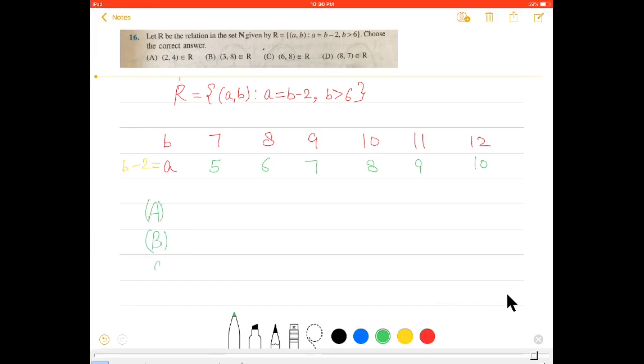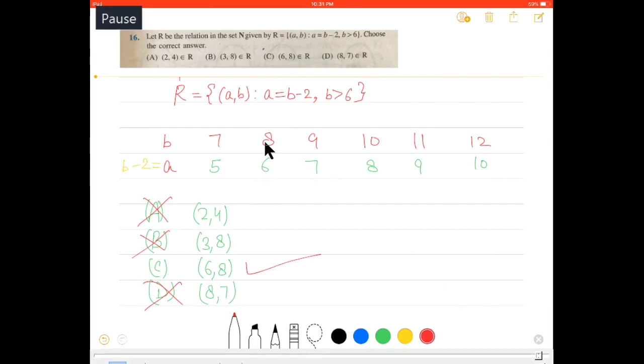We have calculated these values, and in this way we can have all the pairs. Now let's write this. We can have the pairs (5, 7), (6, 8) and so on, the relation in tabular form. Now let's check. Can you see (2, 4) in this? No, so this is not correct. Is (3, 8) there? No, so it is not correct. Is (6, 8) there? Yes, it is correct. And (8, 7) is not there, so this is not correct. Hence it is very clear that the third part, option C, is correct.